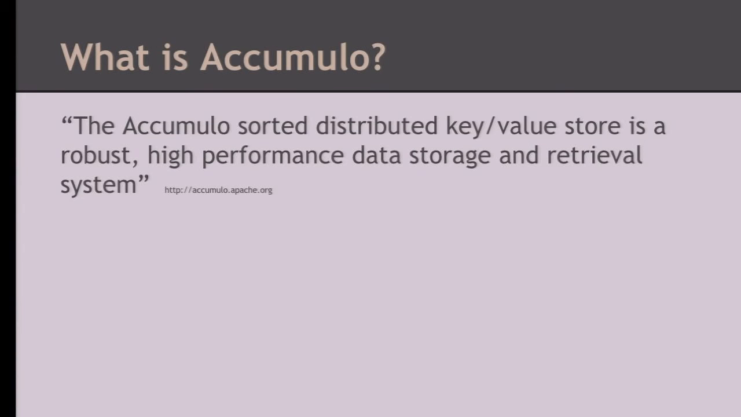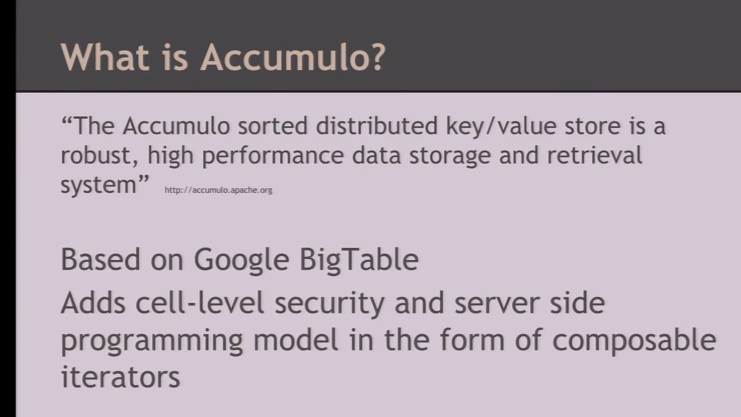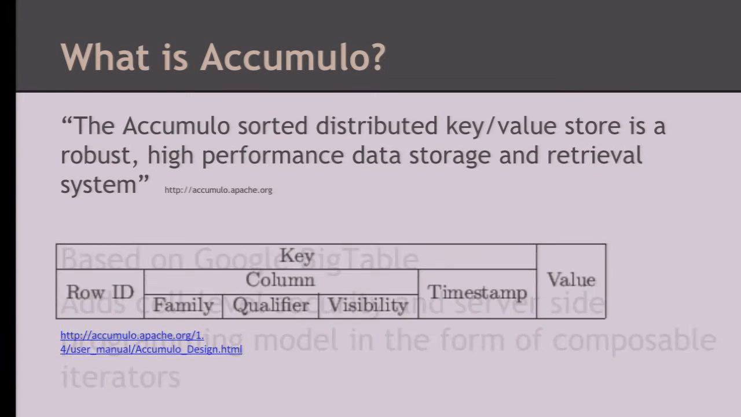So for those of you who don't know what Accumulo is, it's a sorted distributed key value store. This is a quote from the Accumulo website. It's a robust, high-performance data storage and retrieval system. It's based on the Google Bigtable paper, which came out in 06-07. Google Bigtable has inspired many derivatives, including HBase, which is pretty much the biggest one, but then there's also Cassandra, and there's some other column family-oriented databases. So it is a column family-oriented database.